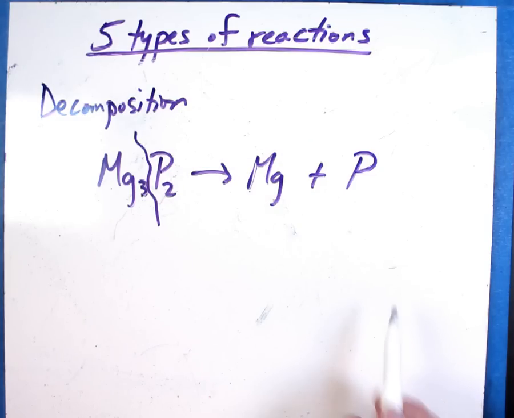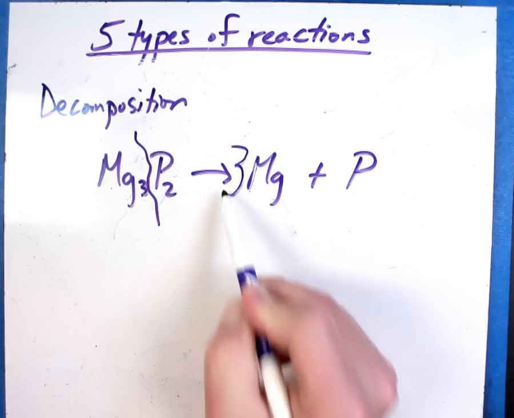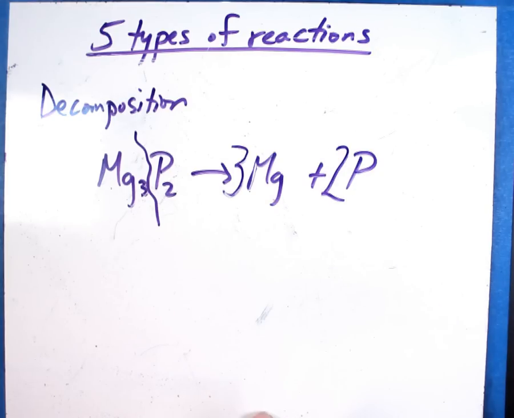So, there's the formula. Now, you're going to learn in one of the others that I have 3 magnesium here, so when I balance, that's how I do that, and 2 phosphorus means I need a 2 there. That's the correct balanced equation. If you don't know exactly how to do that, make sure you watch the video on balancing reactions.